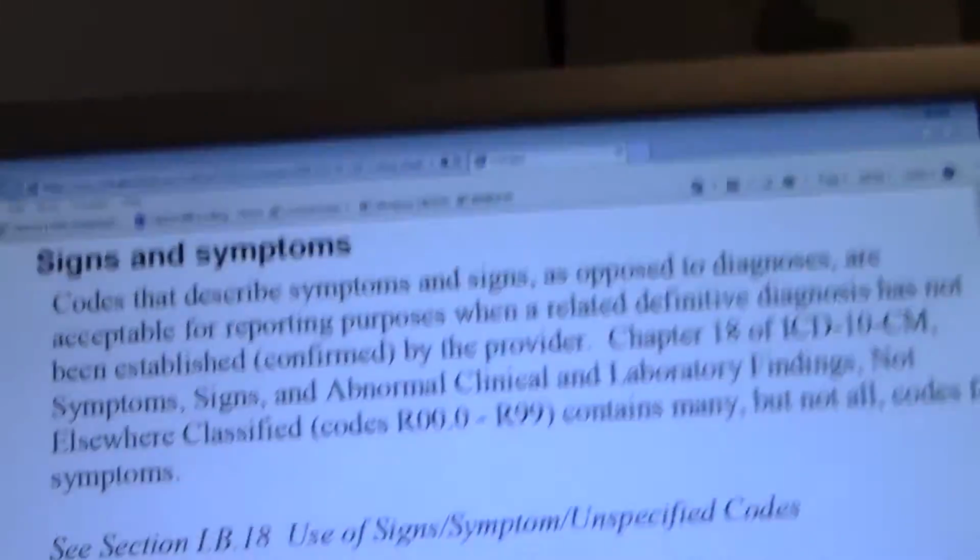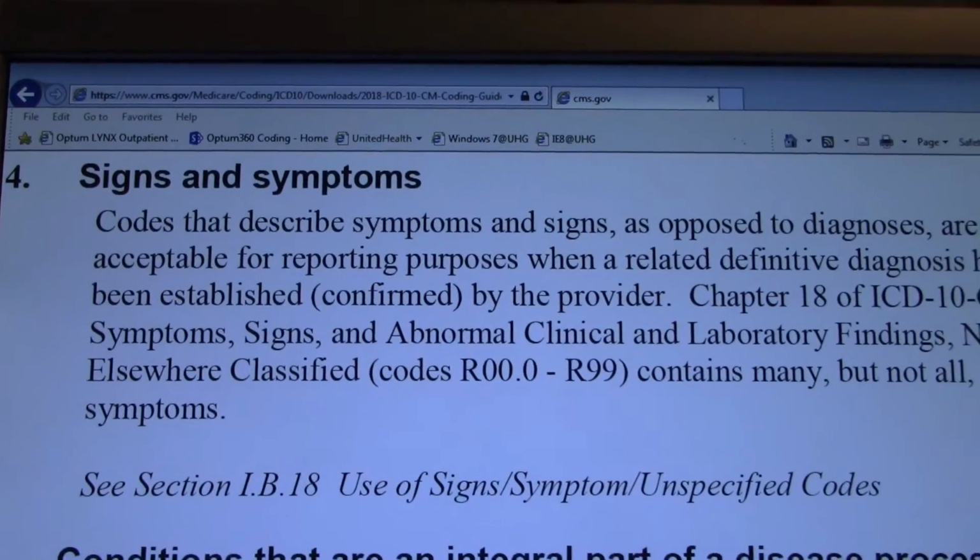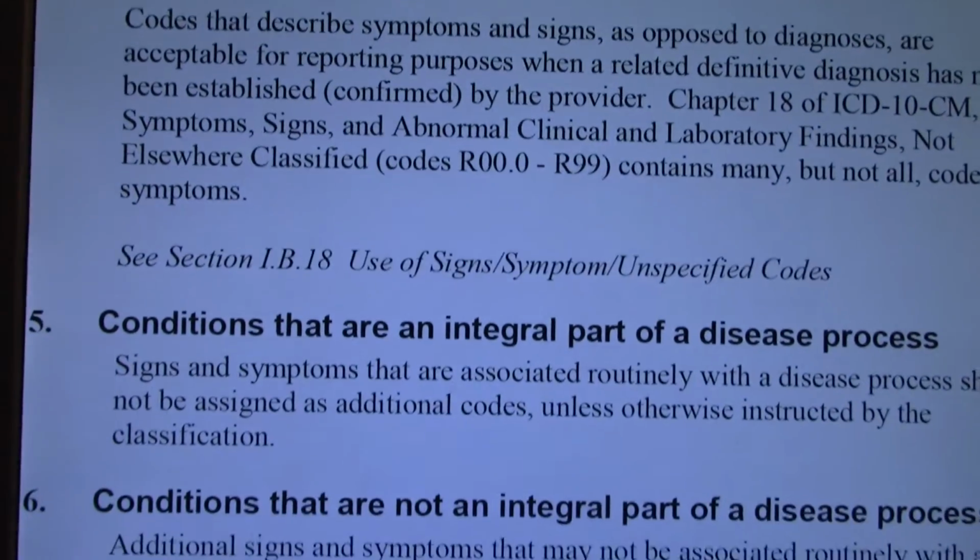All right, so we were at number 4. We're still in section 1. We're down to number 4 is where we finished off talking about the difference between a sign and a symptom. So make sure you view that to know the difference, because now we're going to move on into a little more meat with our coding. Let me show you where we are with our coding guidelines. Okay, remember we finished up with signs and symptoms, and now we're down to number 5.